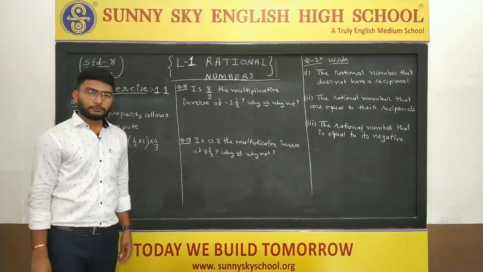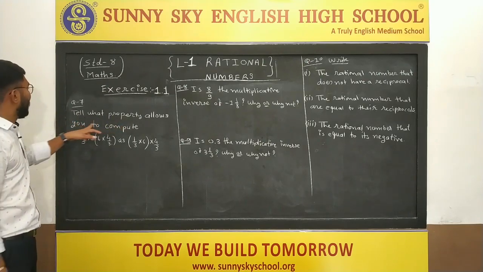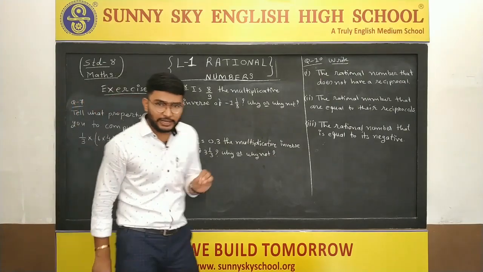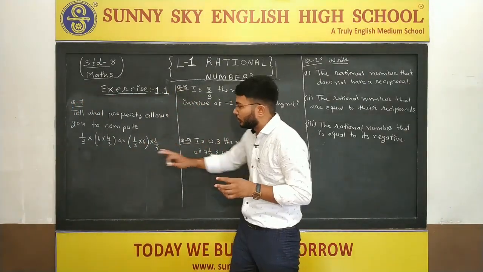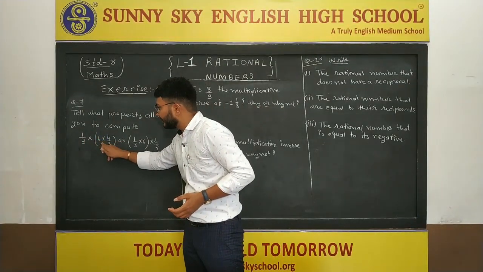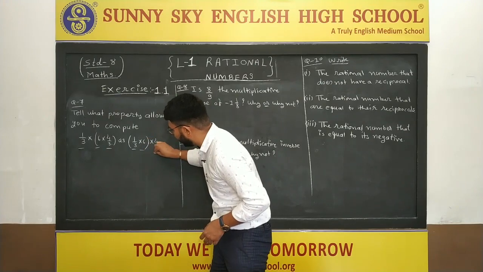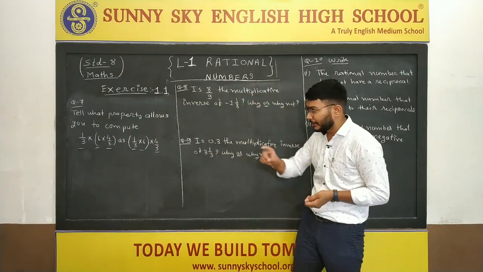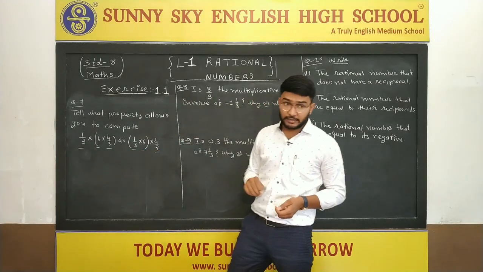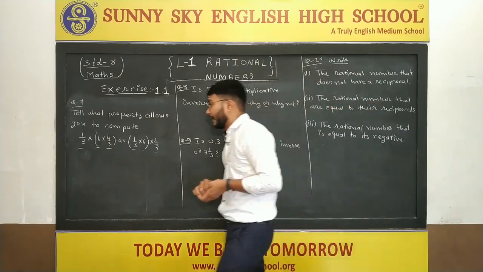Now question number 7: tell what property allows you to compute this. It means we just have to give the name of the property which is applicable here. See here, 1 by 3 multiplied by 6 multiplied by 4 by 3. Three numbers are given on each side. Which property can we use here? See, the first time we took the last two, and the second time we took the first and second. It means it is the associative property. Yes, here we are using the associative property.